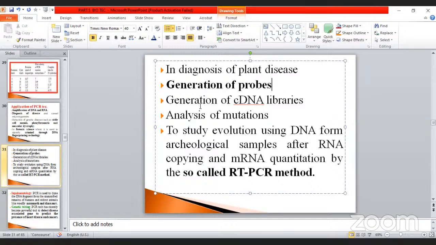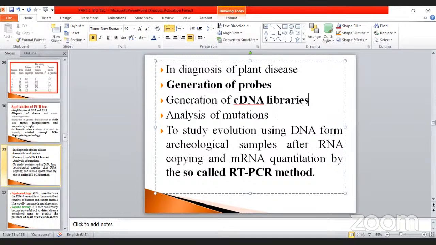Okay, and then generation of cDNA, complementary DNA libraries. After that, identification of the sequences, data, all those things are stored in the form of cDNA libraries, complementary DNA libraries, for future uses. That is also very, very important.